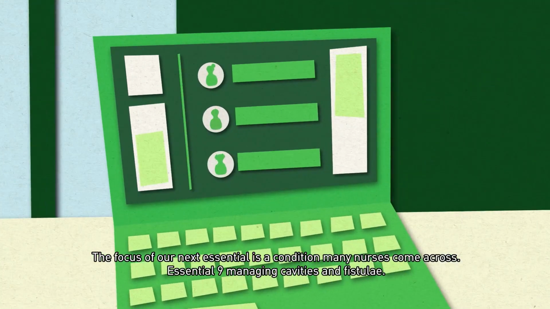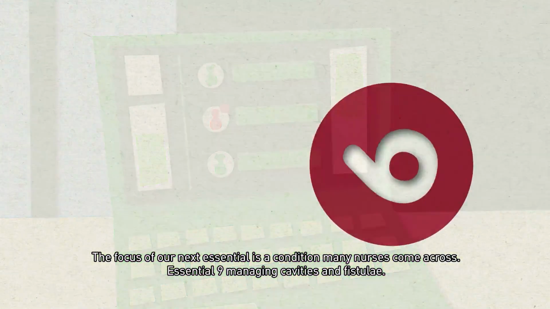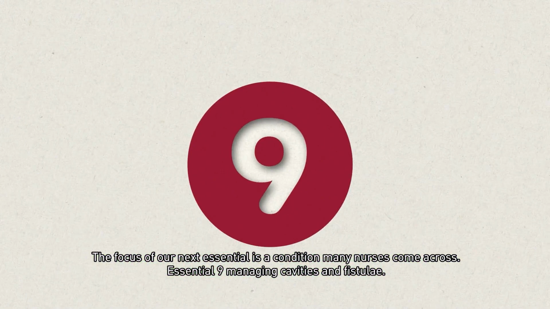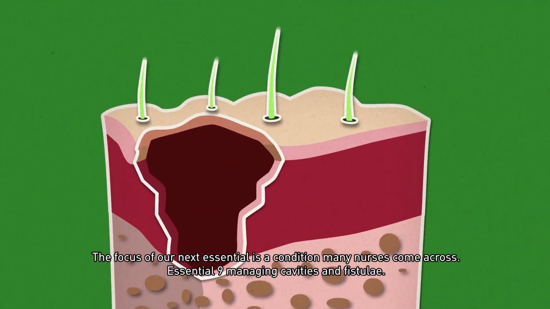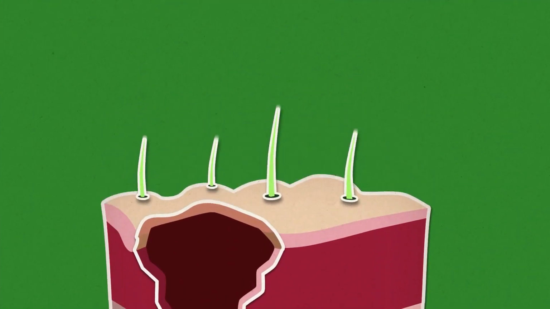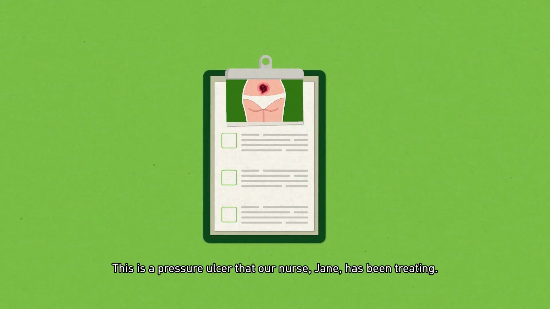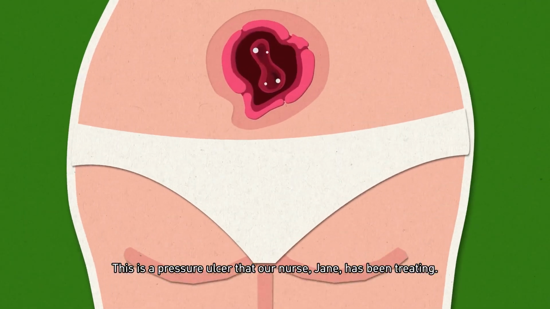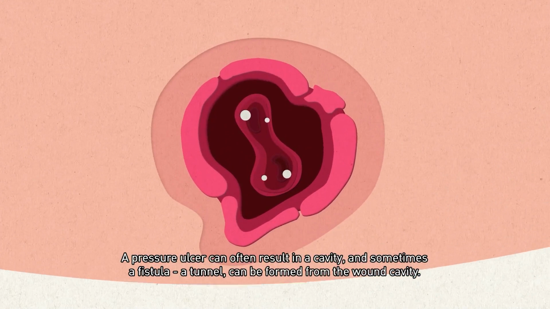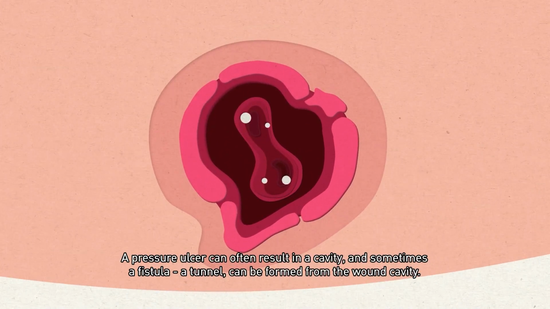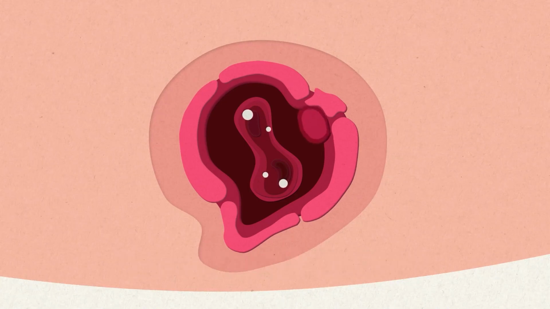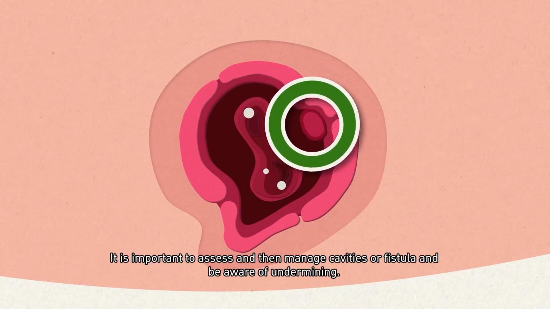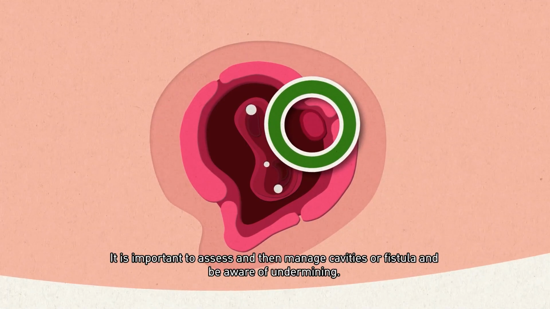The focus of our next essential is a condition many nurses come across. Essential 9, managing cavities and fistulae. This is a pressure ulcer that our nurse Jane has been treating. A pressure ulcer can often result in a cavity, and sometimes a fistula, a tunnel, can be formed from the wound cavity. It is important to assess and then manage cavities or fistula and be aware of undermining.